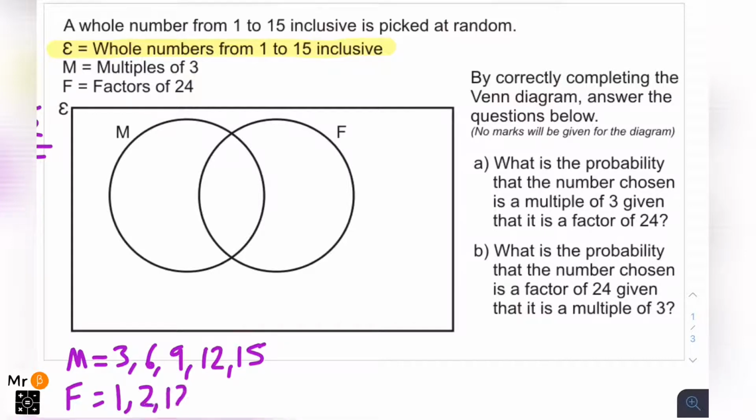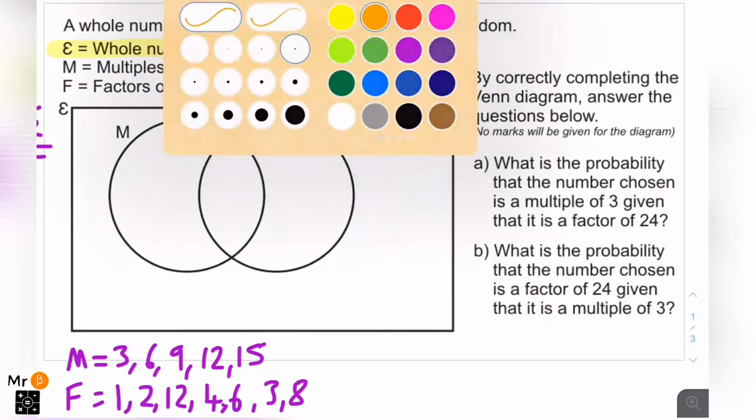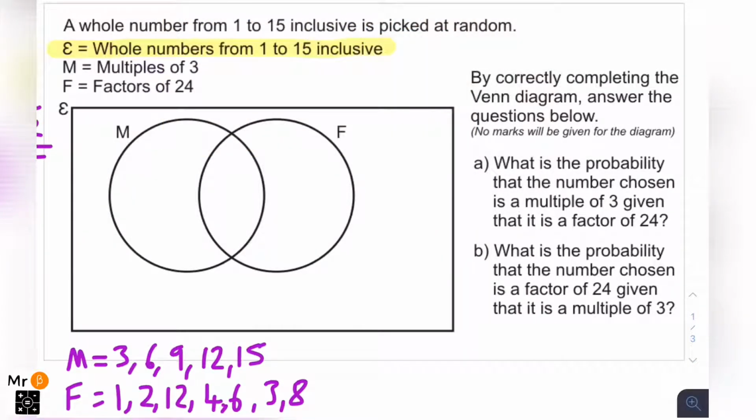2 times 12 is 24. 4 times 6 is 24. And finally, 3 times 8 is 24. So these are now all my factors of 24. To work out what goes in the middle, it must be numbers which come up in both lists.